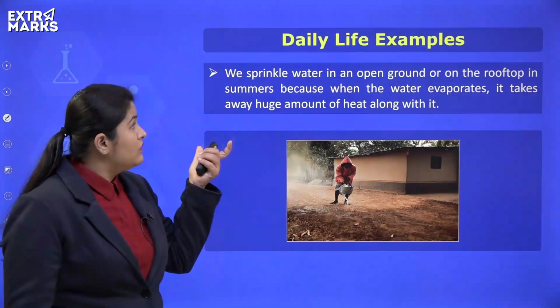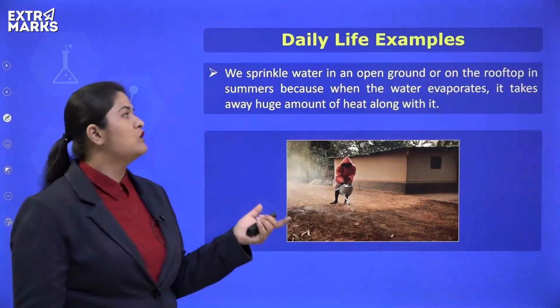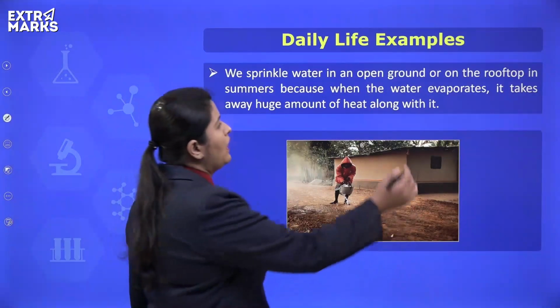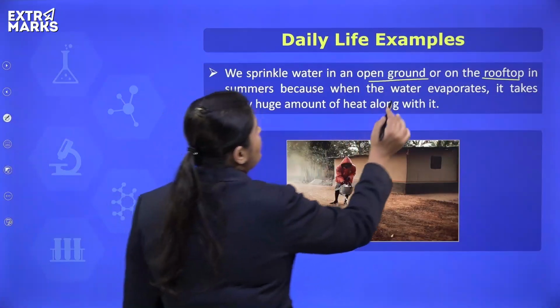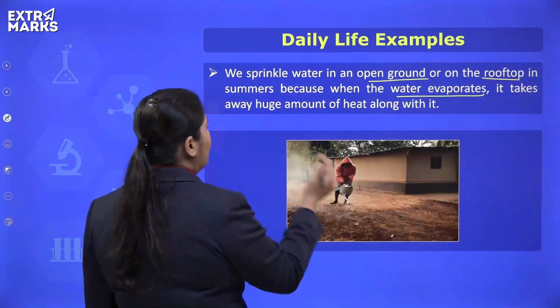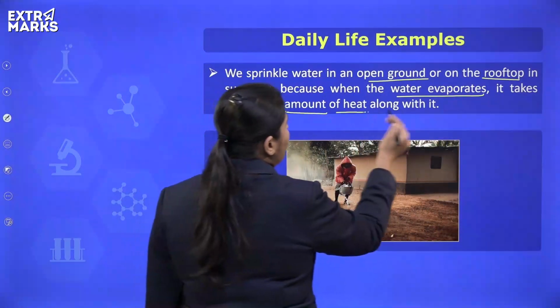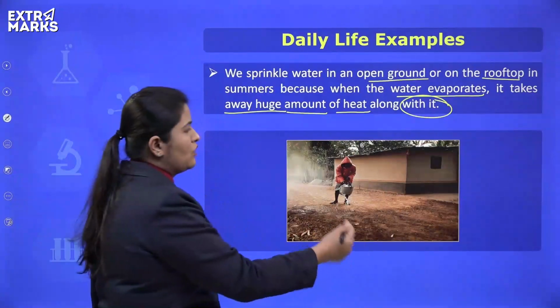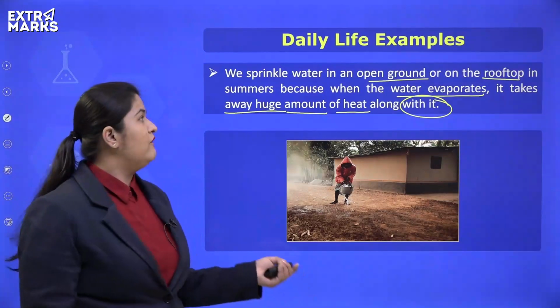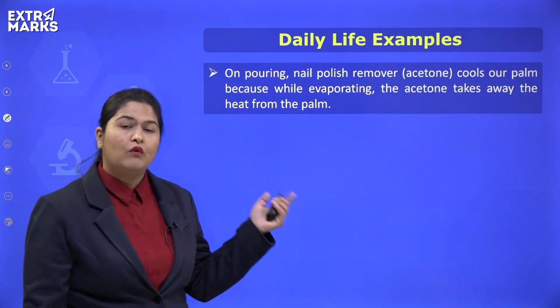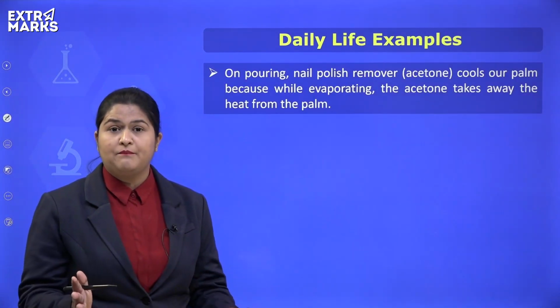So, we and other people also sprinkle water in open grounds or on the rooftop in summers especially, because water evaporates. When water evaporates, it takes away a huge amount of heat along with it and produces a cooling effect, making it comfortable for people to live over there. One more day-to-day life example.